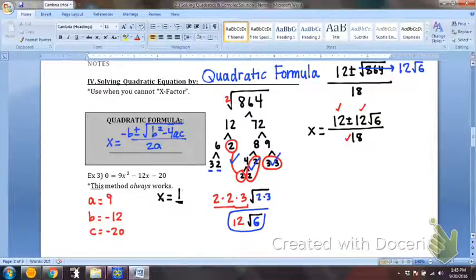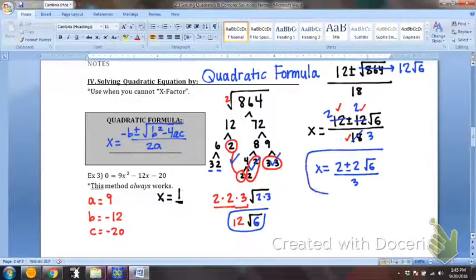This is our last step. If I reduce this 12 divided by 6, I get 2. If I reduce this 12 by 6, I get 2. What's 18 divided by 2? 9. Oh, I'm sorry, by 6. That's what we're doing. 3. This is your final answer.